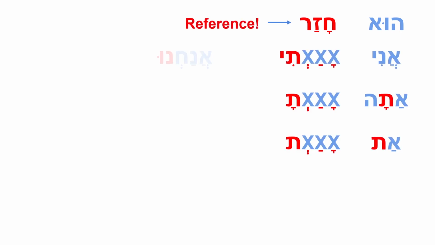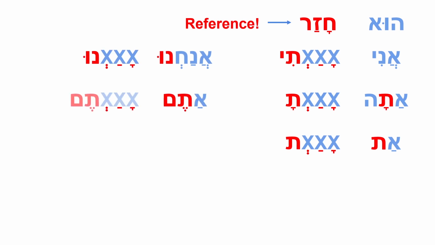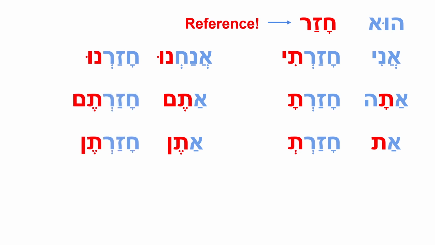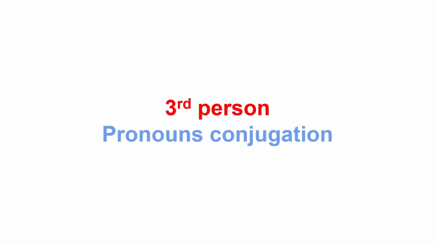The verb lachzor, to come back. Hu chazar, it is the reference point. Ani ends with ti, ata ends with ta, at ends with tu, anachnu ends with nu, atem ends with tem, aten ends with ten. Hu chazar, ani חזרתי, אתה חזרת, את חזרת, אנחנו חזרנו, אתם חזרתם, אתן חזרתן. Excellent. So we found out how we find the conjugation for first and second person, and now let's talk about third person pronouns conjugation.